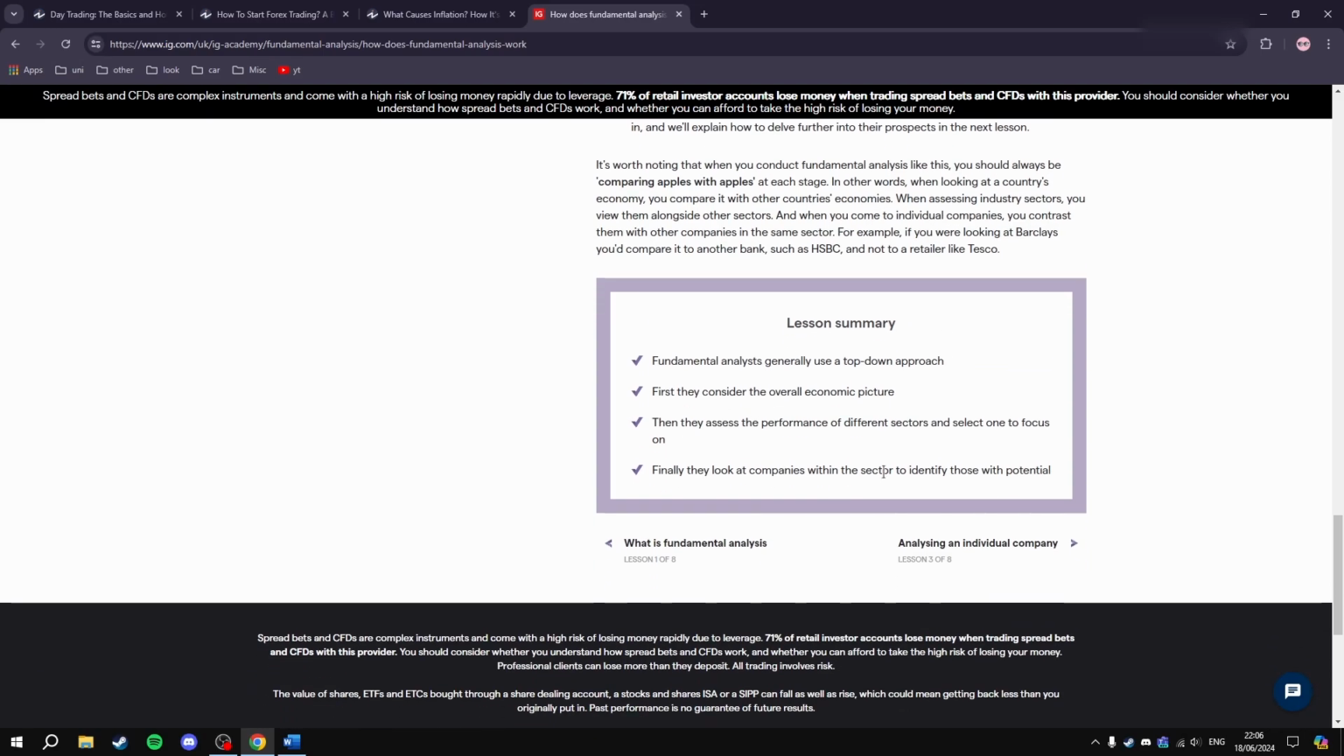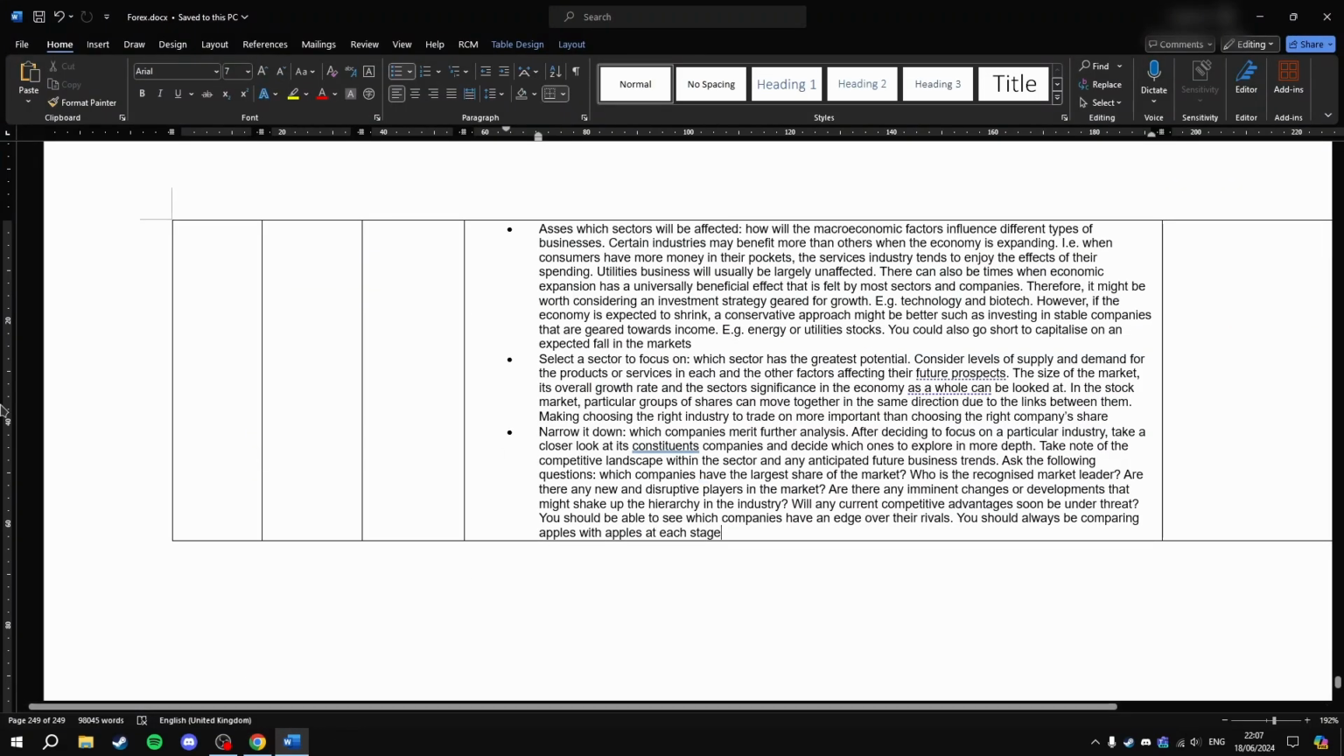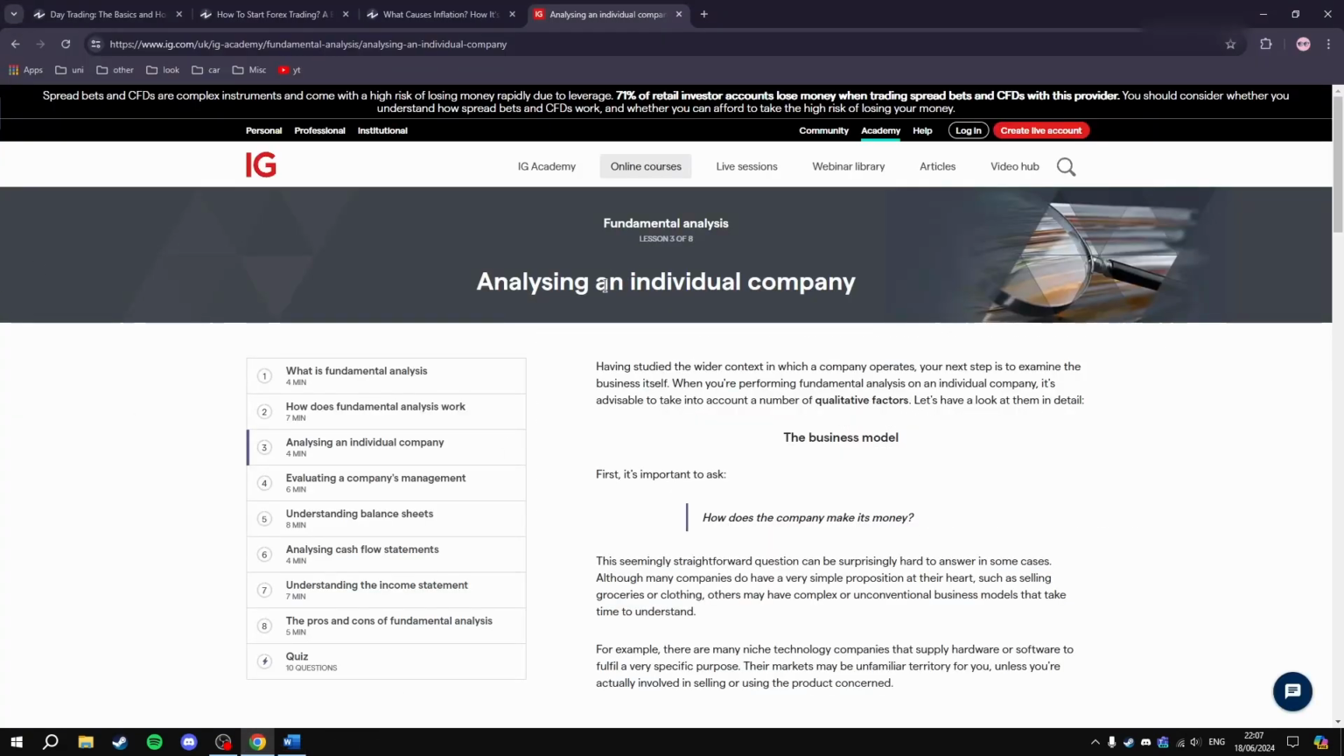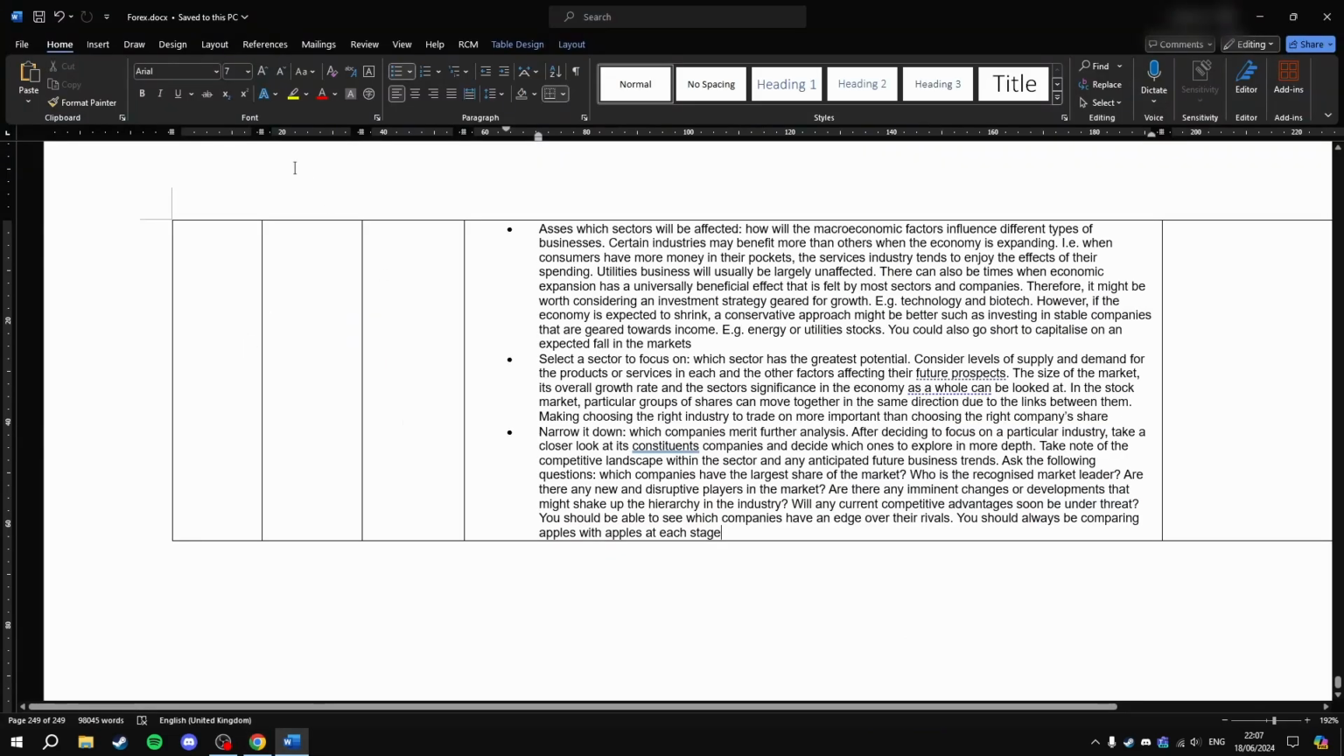So that's a summary. Fundamental analysts generally use a top-down approach. First, they consider the overall economic picture, then they assess the performance of different sectors and select one to focus on. Finally, they look at companies within the sector to identify those with potential. So, next lesson, analysing an individual company.